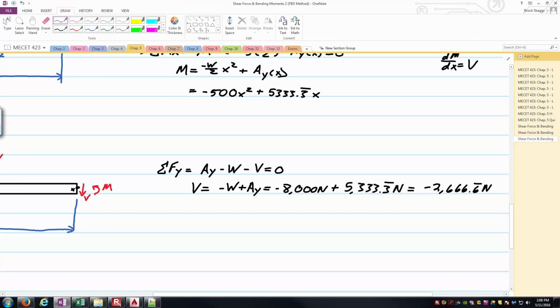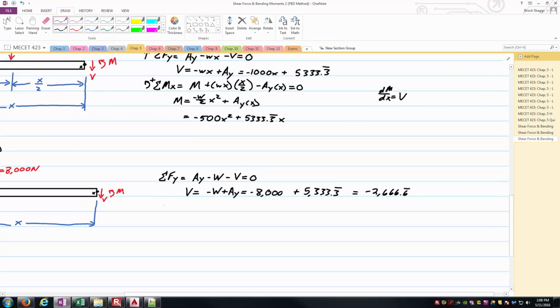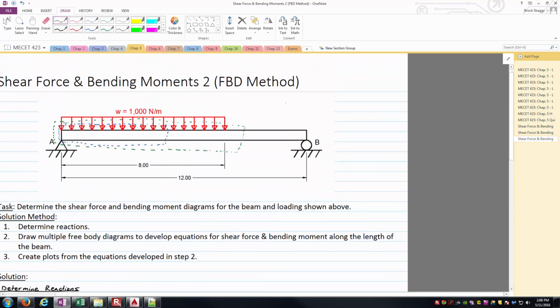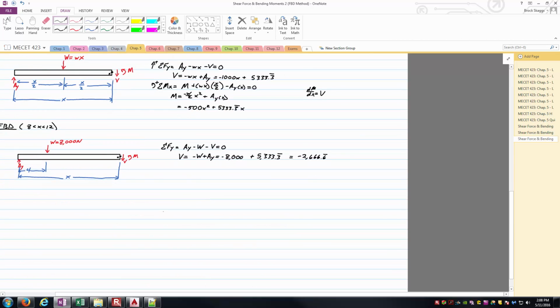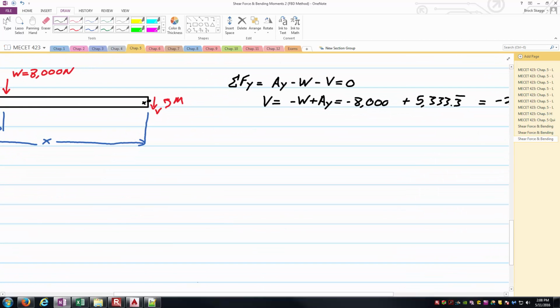That'll be in newtons. Here I'm going to go ahead and actually leave off my units, and I'll just talk about units at the end. So it's a constant here, which does make sense, right? Here I've got no forces acting between 8 and 12 meters, and so we'd expect this shear force to be a constant, not changing.